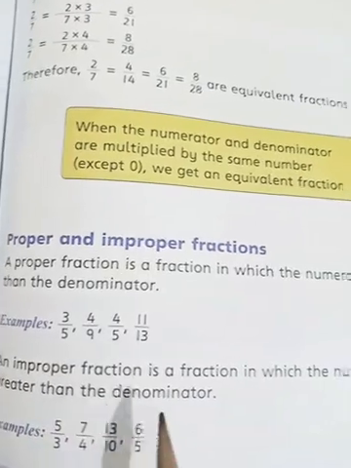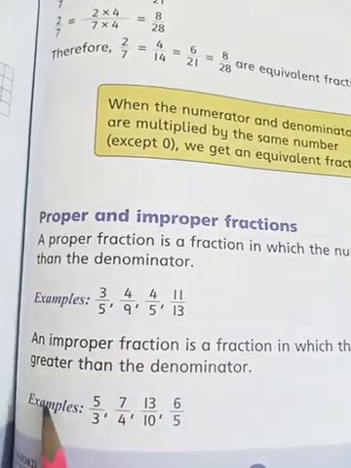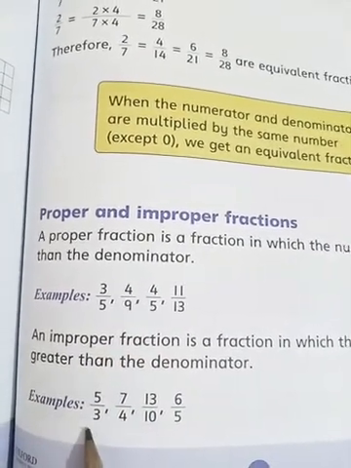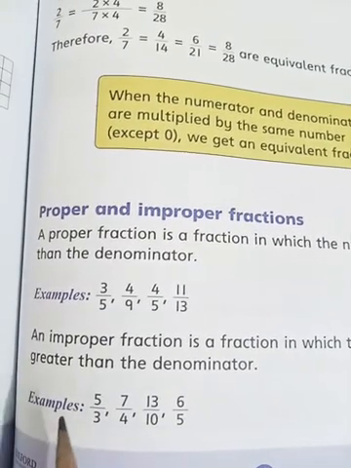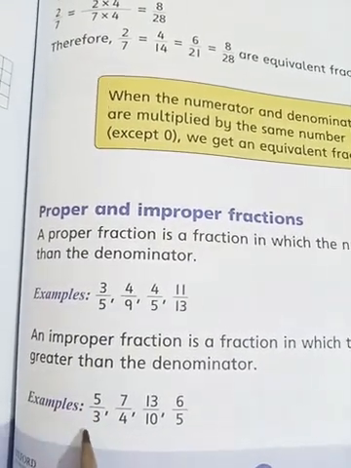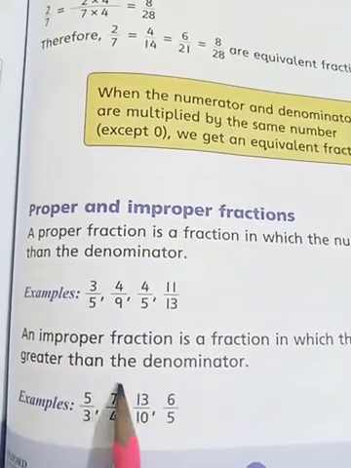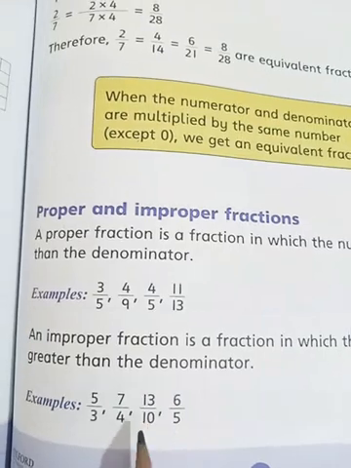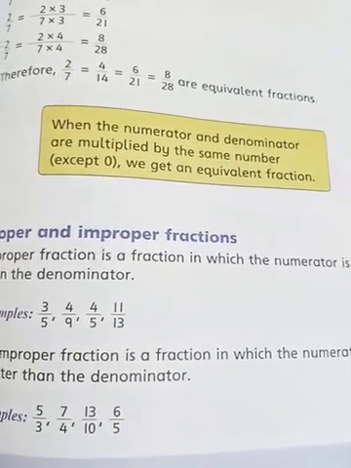An improper fraction is a fraction in which the numerator is greater than the denominator. Okay, just opposite of the above case. Example 5 upon 3. Now which number is greater? 5. This is the numerator. When numerator is greater than the denominator, the fraction is known as improper fraction. Similarly, 7 upon 4, 13 upon 10, 6 upon 5. These are known as improper fractions.